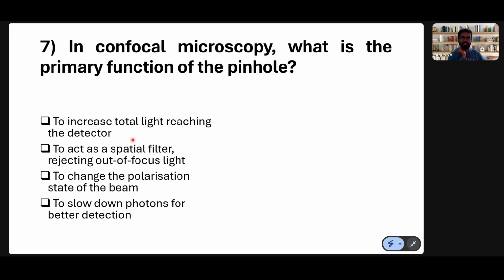Question number 7. In confocal microscopy, what is the primary function of the pinhole? This is in correlation to all the light concepts and the focal length that we saw. The function of a pinhole is to be as small as possible so that it can reject all the out of focus light. So the correct option is option B, to act as a spatial filter, rejecting out of focus light.